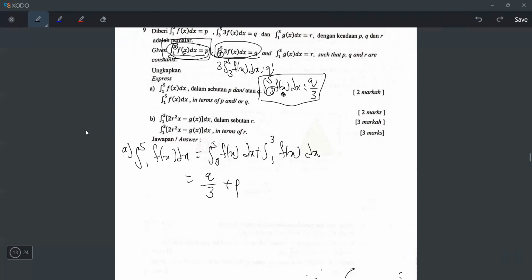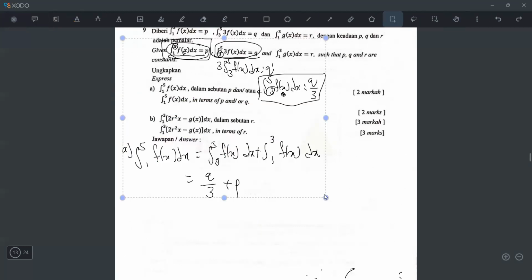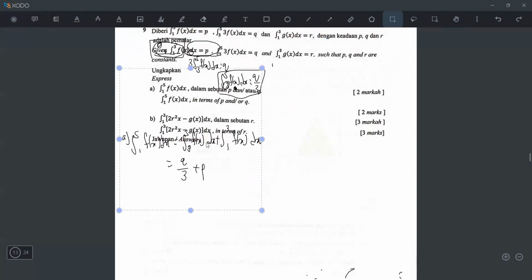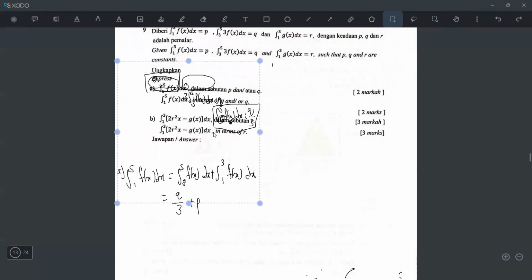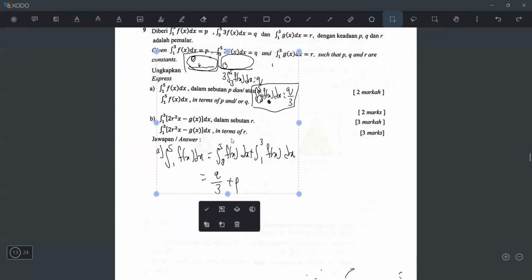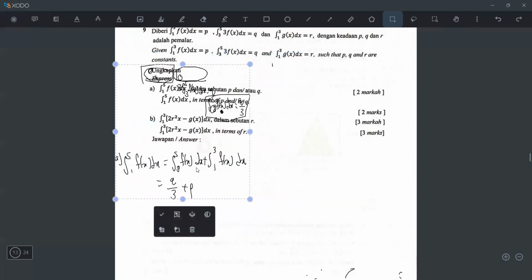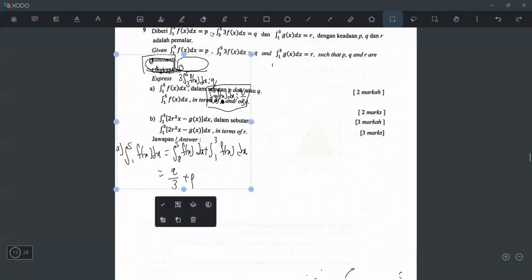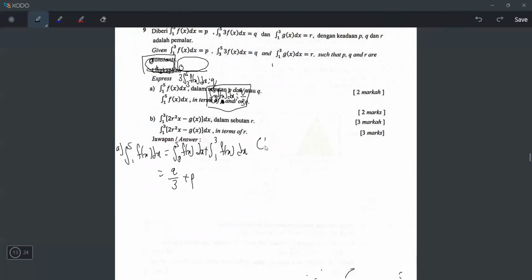Okay, let's go to question B. But before I go to question B, I think I need to make this smaller. Okay, I'll just place it like this. Okay, can, can. All right, I'll just do B.